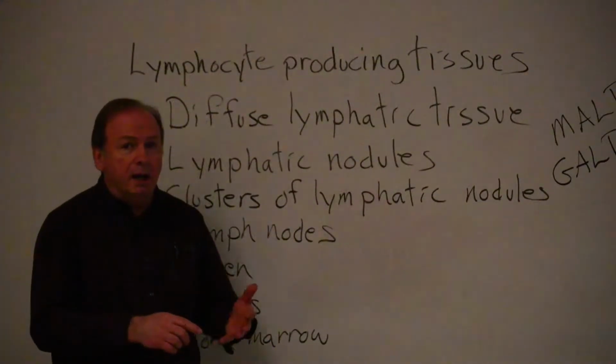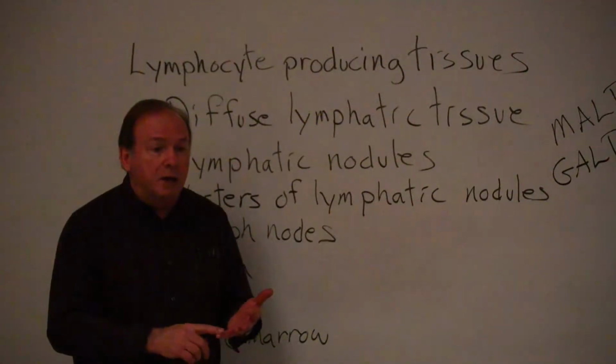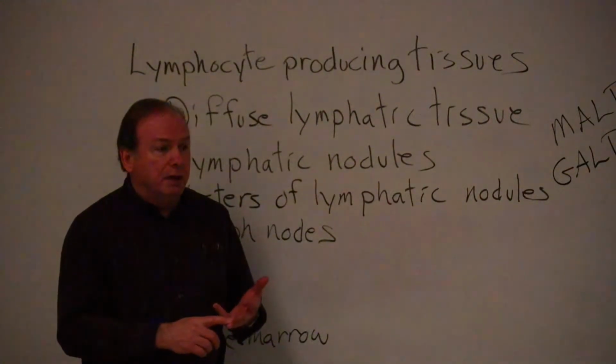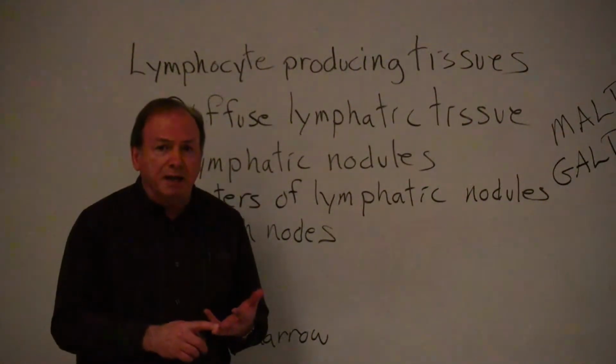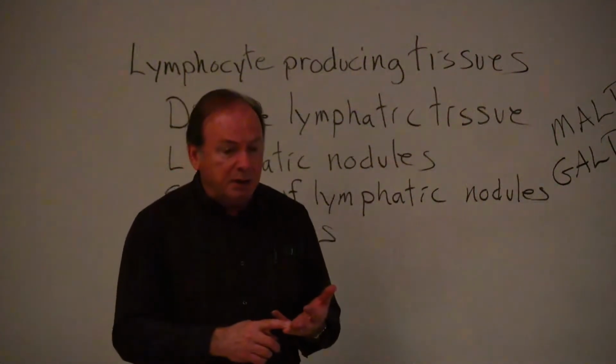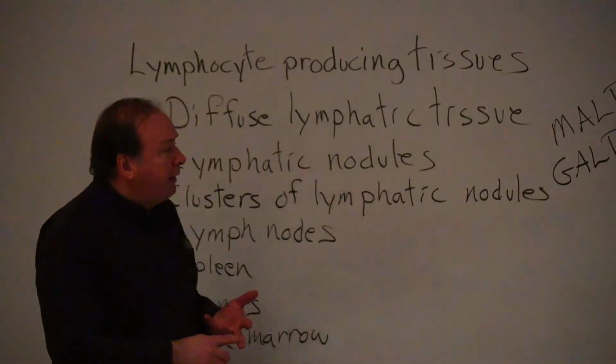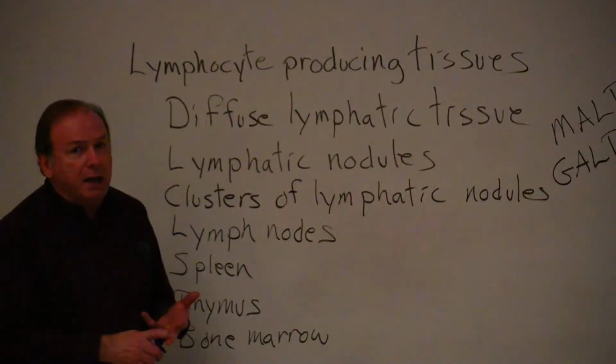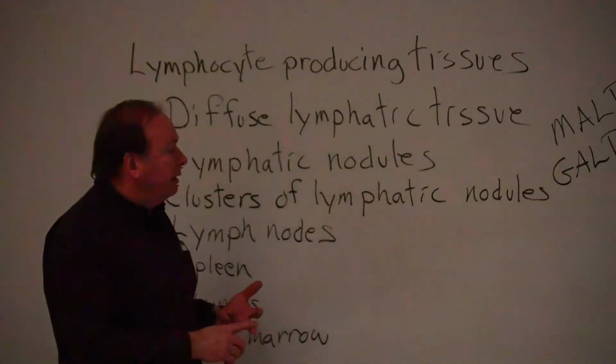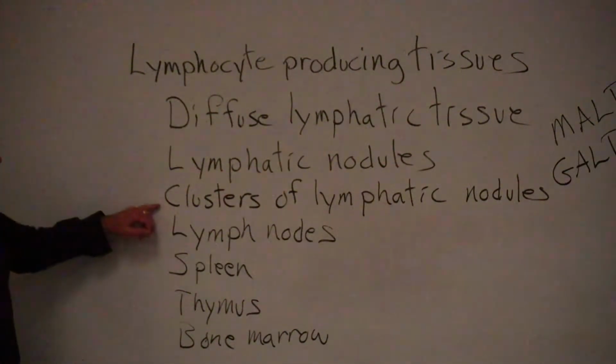Among those we have the tonsils, we have groups along the lower portion of our small intestine called Peyer's patches, and then also in the wall of the appendix, there's quite a cluster of lymphatic nodules.